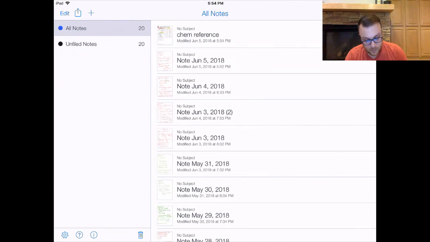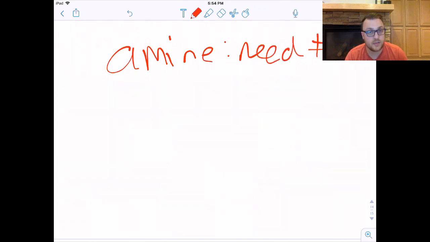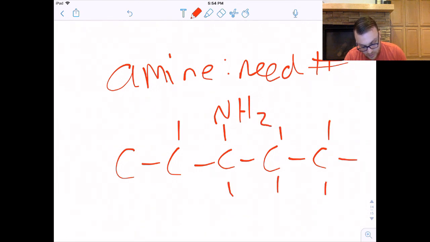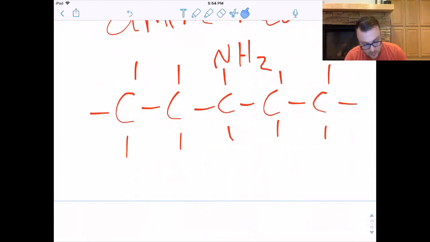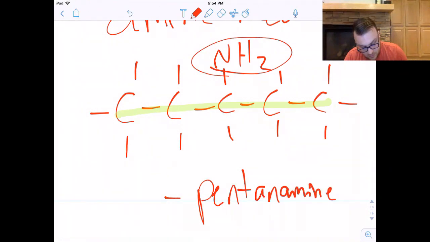So, let's name a couple. Let's do CH3, let me draw it. So when you do an amine, you need a number. You need to tell me where that nitrogen is, because that nitrogen can move around. So you can do like C, NH2, and then draw in the rest of your bonds with H's. So name your longest chain, pentane, but it's not pentane anymore, it's pentanamine. Where is that amine? On carbon number 3, 3-pentanamine.